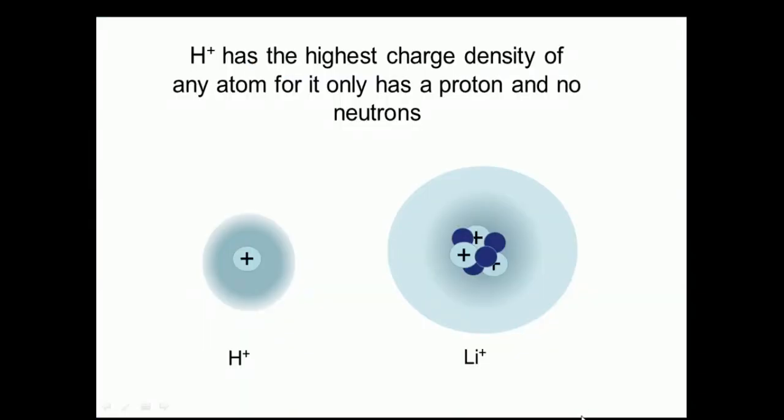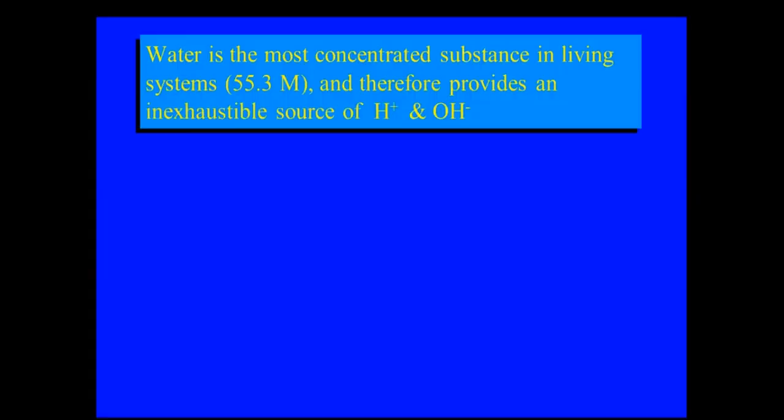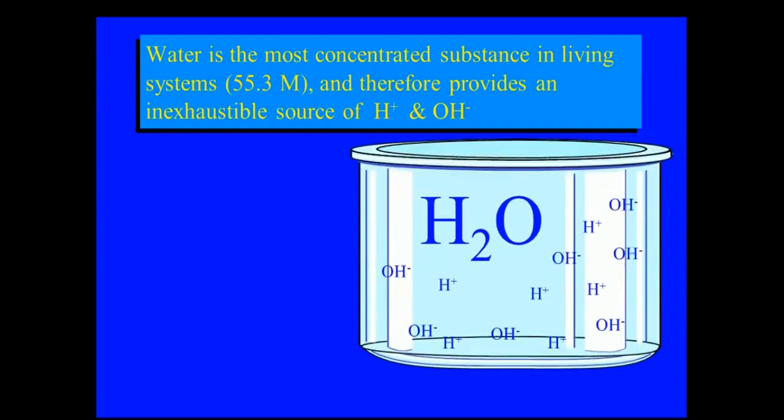And hydrogen ion is so important because it has the highest charge density of any element, because it's just a single positive proton in the middle, versus anything else that has neutrons and protons, which decrease the charge density. So that charge density makes it very reactive. Now, a surprising point is that water is the most concentrated substance in living systems. It's 55.3 moles of H2O per liter of water. The next closest in plasma is sodium at 0.14, so water is over 100-fold higher than anything else. So it's a very concentrated solution of the molecule H2O.